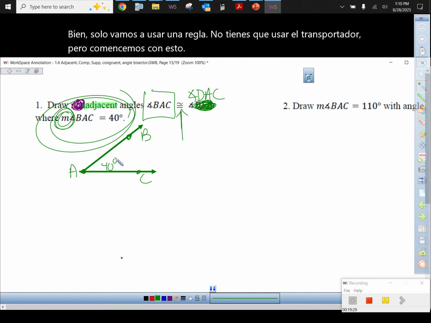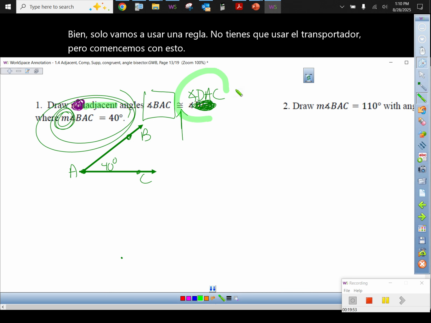I have angle BAC being 40. Now I need angle DAC to be congruent to it. What does that even mean? Discuss. Same size, same shape. They're both angles. So the first one measures 40 degrees. What should the new one measure? 40 degrees.